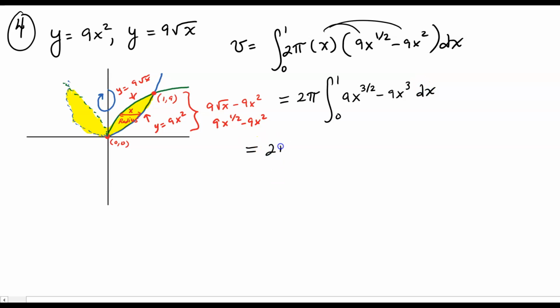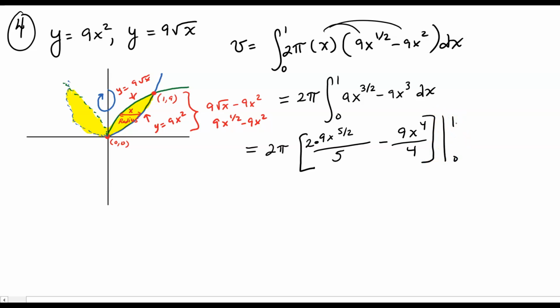What do we get? We get 2 pi from 0 to 1. Actually, we don't need to write the integral anymore. We are ready to integrate. All right, so 9x to the 3/2, you're going to add 2 over 2. That's going to become 5 over 2. So then you're going to multiply by 2 over 5. Okay, nothing to it there. And then minus, and then the next one is 9x to the 4th over 4. And then evaluated from 0 to 1.